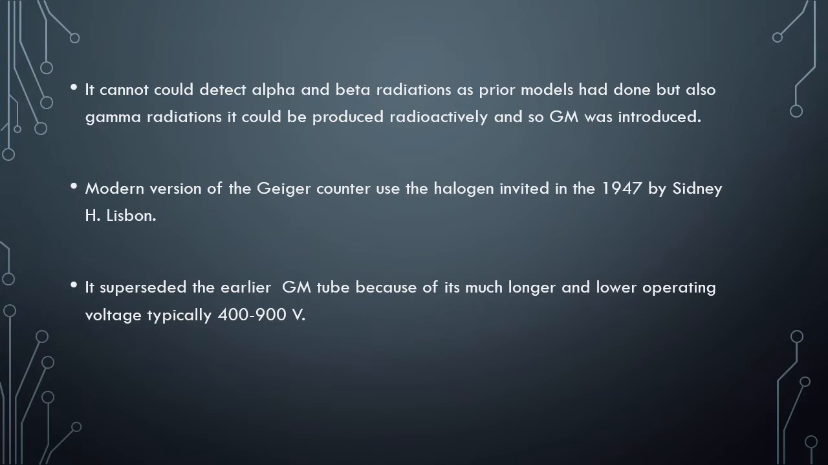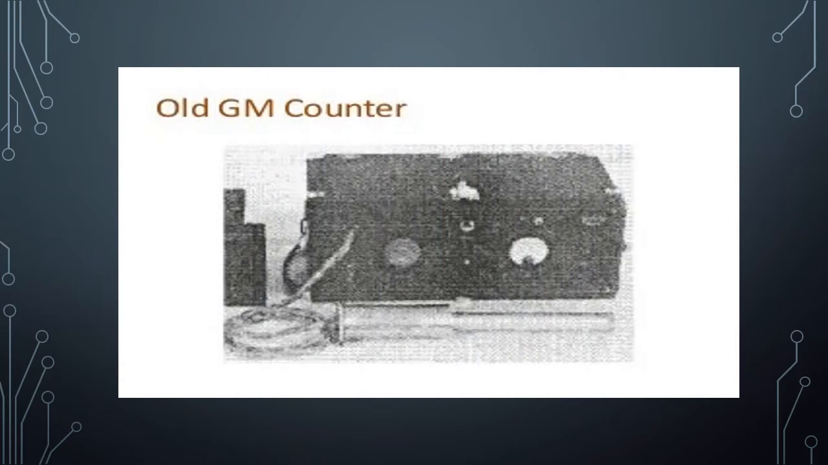The modern version of the Geiger counter used the halogen tube, invented in 1947 by Sidney H. Liebson. It superseded the earlier GM tube because of its much longer life and lower operating voltage, typically 400 to 900 volts. This is a diagram of an old GM counter.